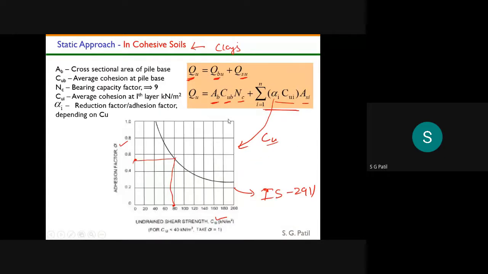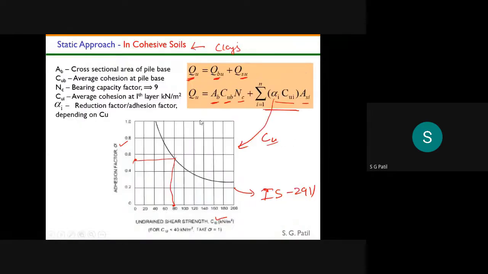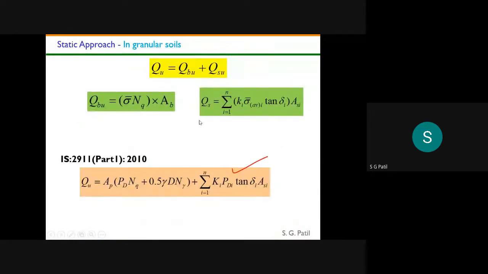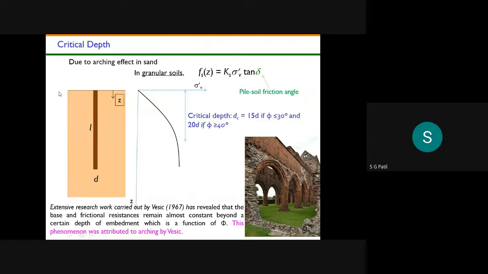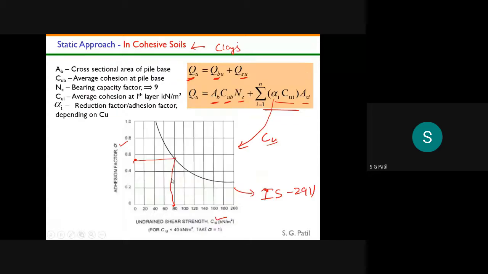If I put both, then you should not get confused between these nomenclatures. Only the difference is the nomenclatures. Otherwise, they are essentially the same. There is no difference at all. If you consider my general method and your IS 2911 method, almost they are the same only.